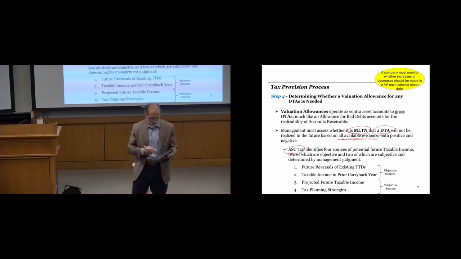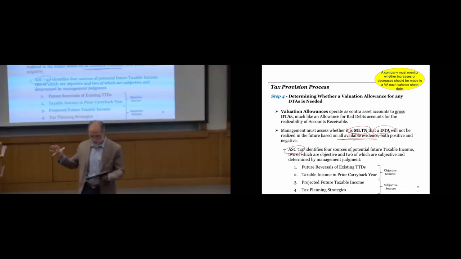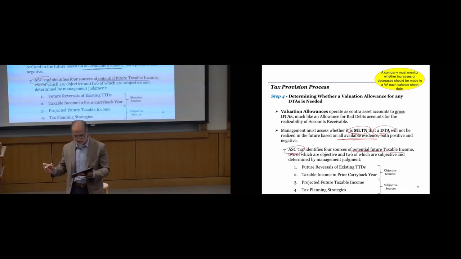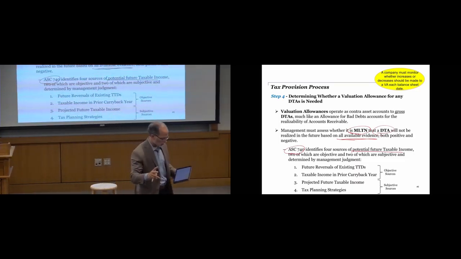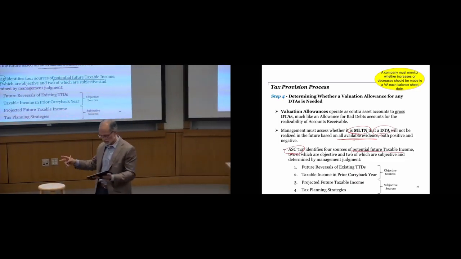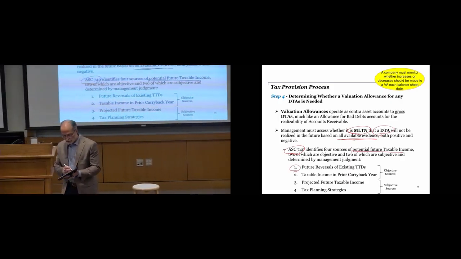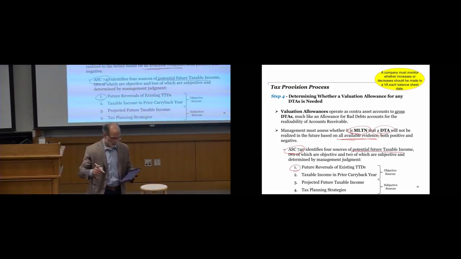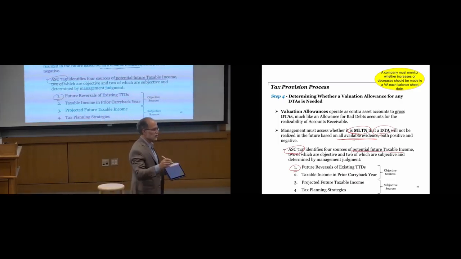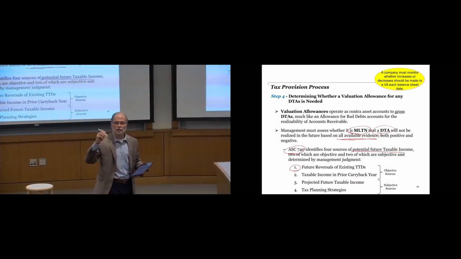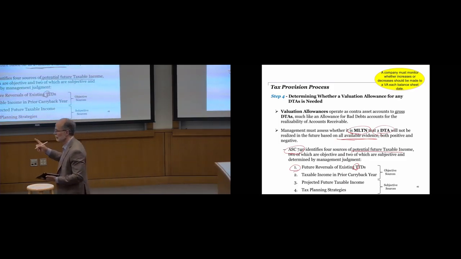So ASC 740 identifies 4 sources of potential future taxable income, 2 of which are objective and 2 of which are subjective and determined by management judgment. So we're going to go through each one of these in detail. But the first one is future reversals of existing taxable temporary differences. So the first T, taxable temporary differences.